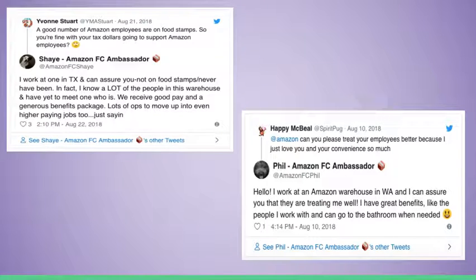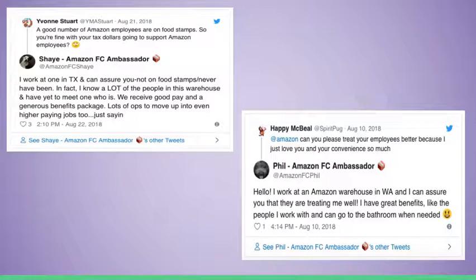So one ambassador on Twitter had responded to a tweet saying, "I work at one in Texas and I can assure you that I am not on food stamps. In fact, I know a lot of people in the warehouse and have yet to meet one who is. We receive good pay and a generous benefit package too. Lots of opportunities to move up into higher paying jobs as well."